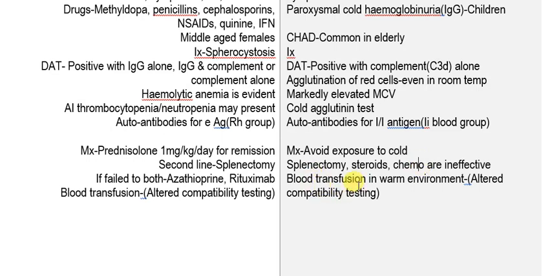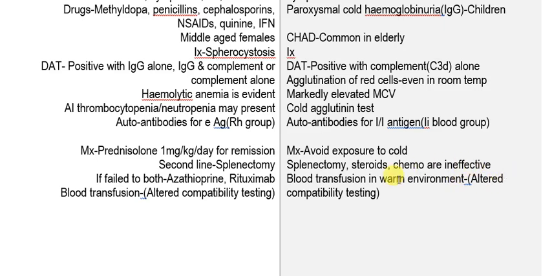And if it is severe, and if the patient presents as an acute hemolytic anemia, you can transfuse blood. While transfusing, what you have to remember is that blood transfusion should be done in a warm environment. Usually when you go for a massive transfusion, cold blood products can cause hypothermia in these patients. So it may precipitate hemolytic anemia. So because of that, you have to transfuse warm blood.